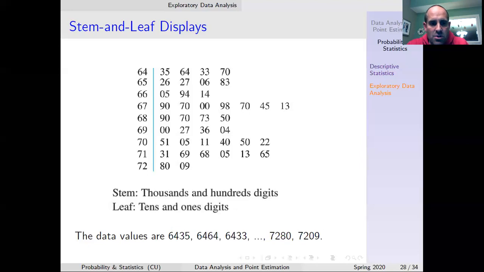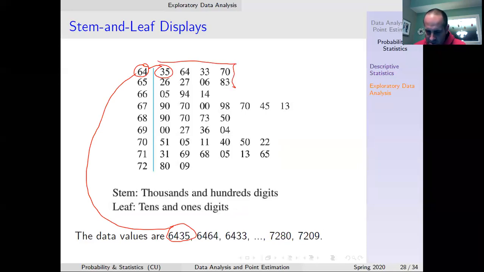All right, so 6-4, 3-5, of course that corresponds, right? 6-4, the 3-5, that corresponds to this first data value right here, okay? And you go down and you list this and you get your nice quick histogram when you do that. There's the sideways histogram by way of a stem and leaf plot, okay?